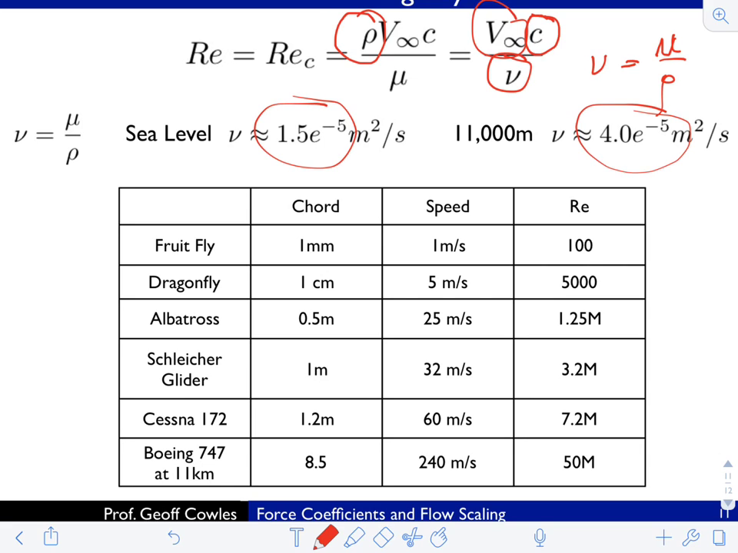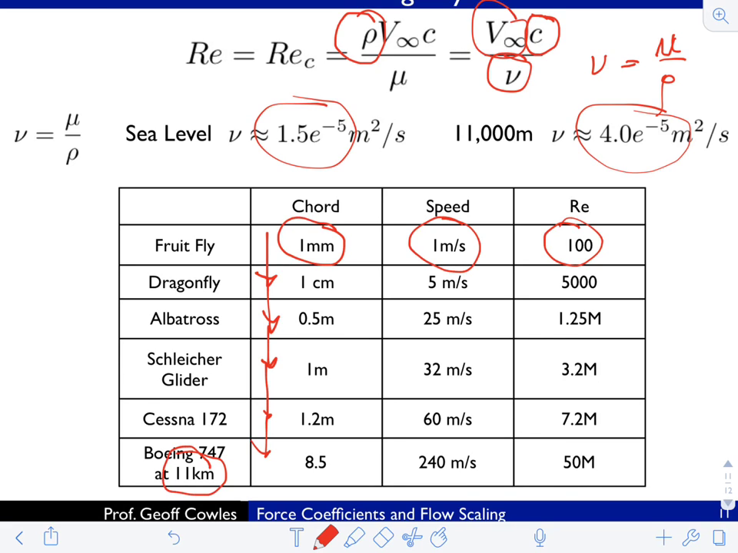A fruit fly's wing chord is about 1 millimeter. They fly at about 1 meter per second, and their Reynolds number is about 100. So it's just 2 orders of magnitude, a pretty small Reynolds number. And we go through all these, from the dragonfly, so that's still a flying insect, to a flying bird, the albatross, to a glider, the Schleicher glider, up to a typical recreational aircraft, the Cessna 172, up to a Boeing flying at 11 kilometers.